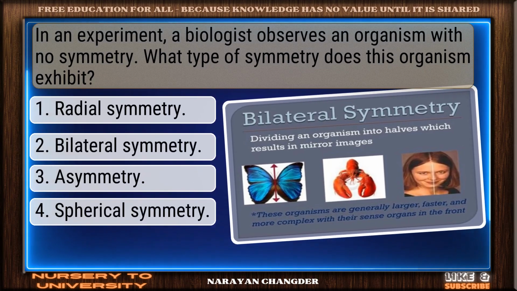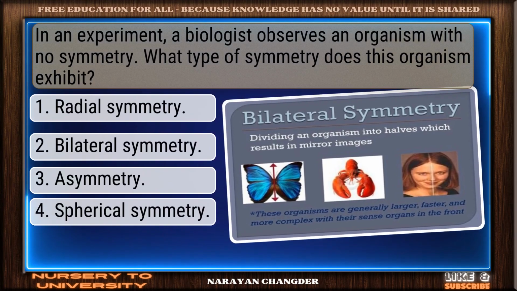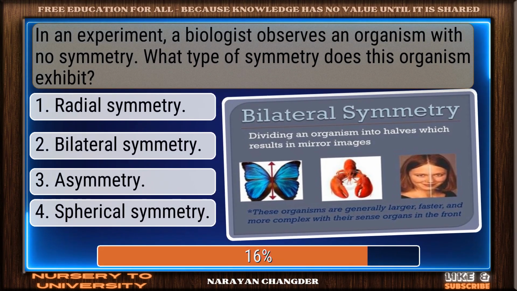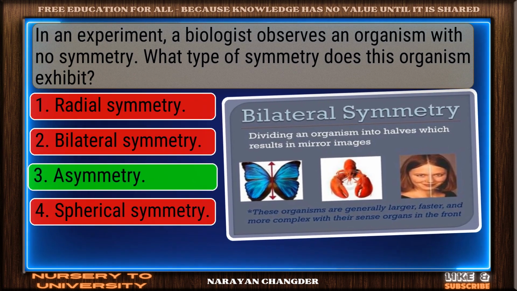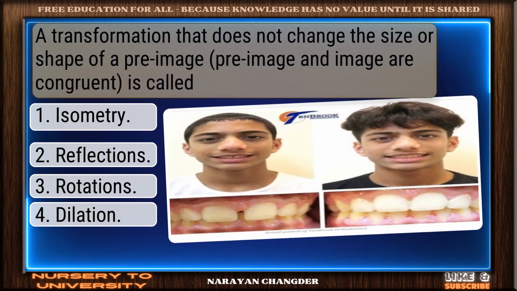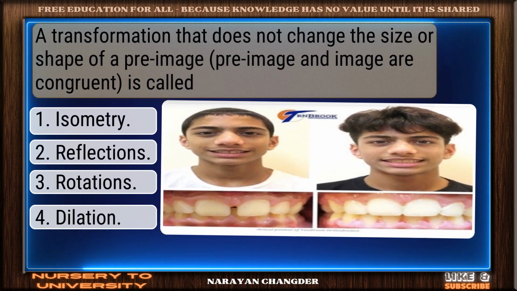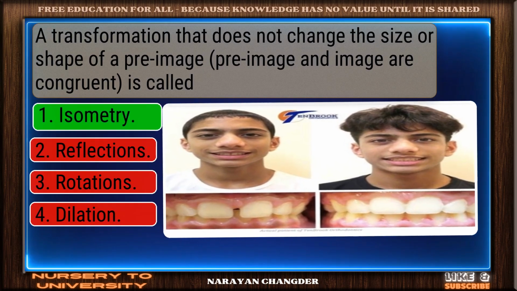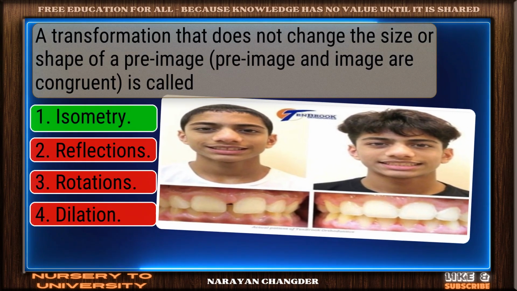In an experiment, a biologist observes an organism with no symmetry. What type of symmetry does this organism exhibit? Good job. Your answer, symmetry, works well here. A transformation that does not change the size or shape of a pre-image is called. Good thinking. A symmetry is the right answer.